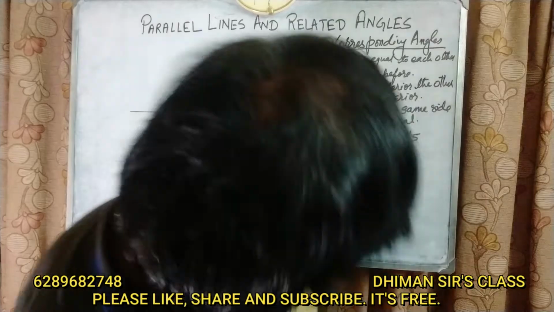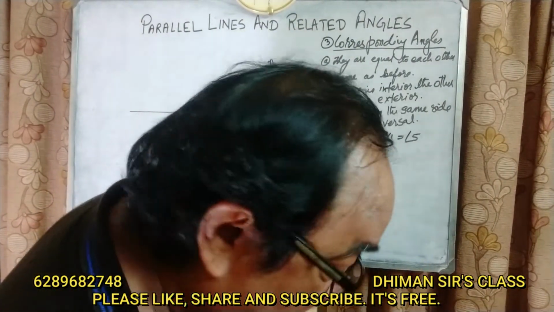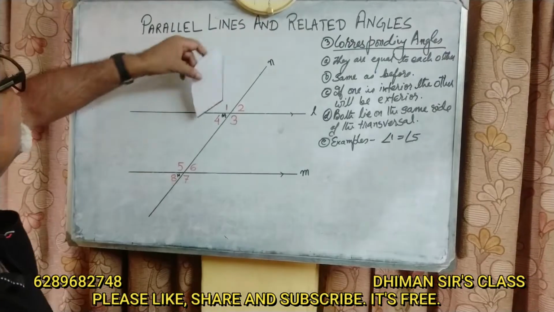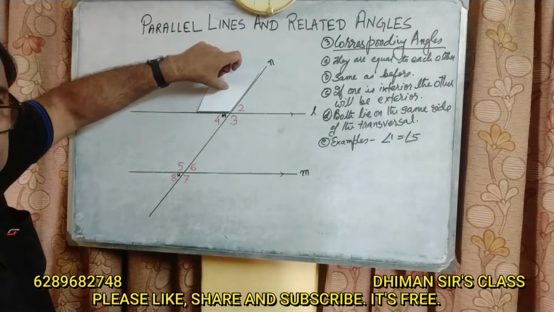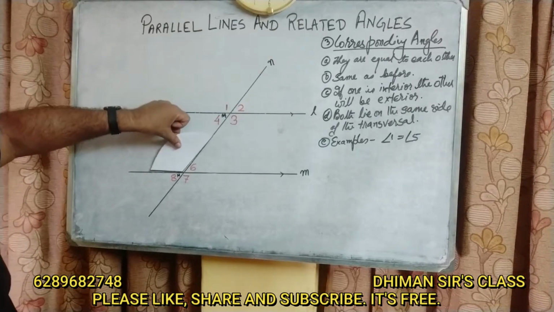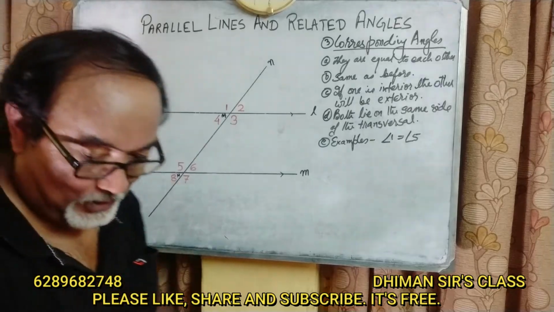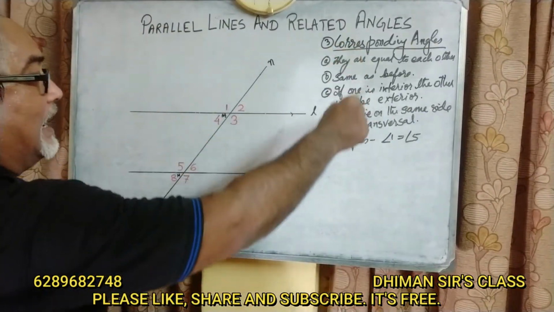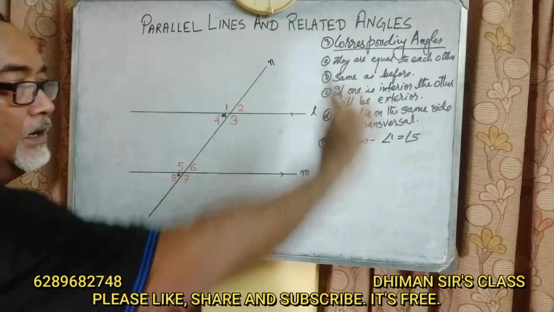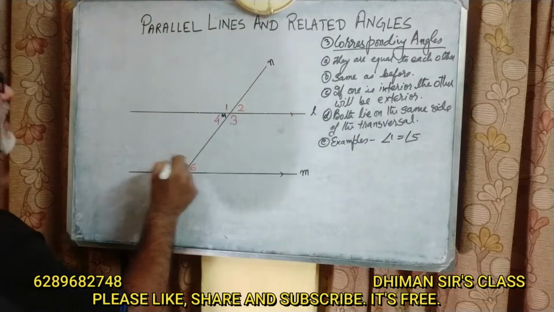Now let me show you with the help of this, they are equal also. How? See, this is 1 matching, same angle 5. Matching, students. So they are equal, this one also is proved. So all these 4 properties are satisfied. So 1 is equal to 5.